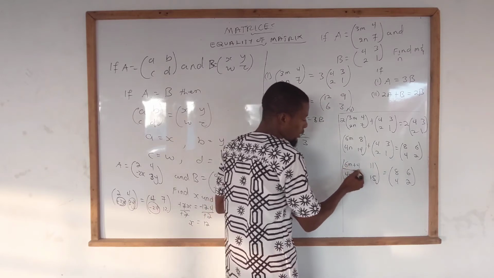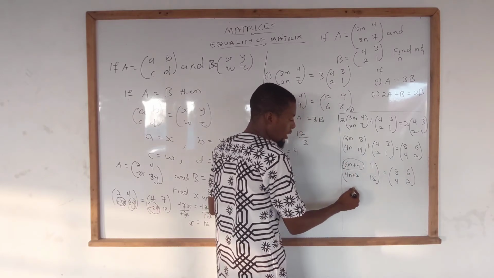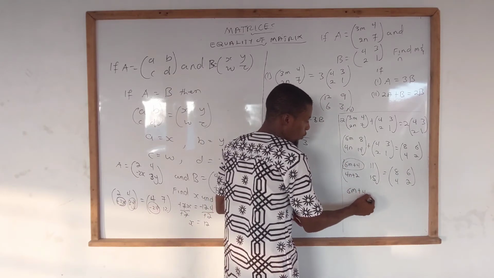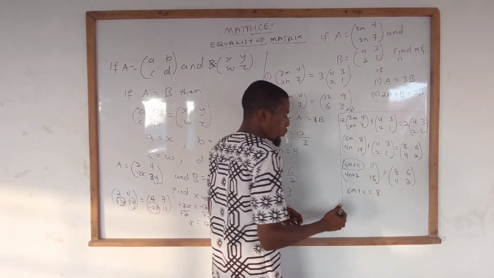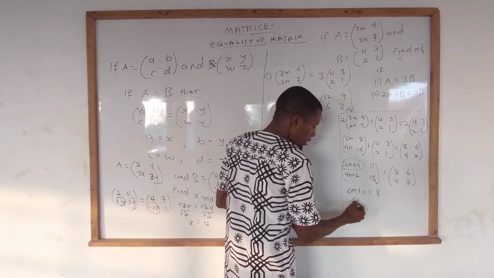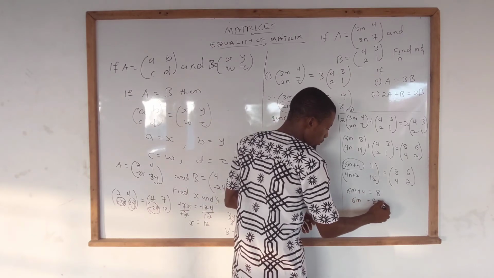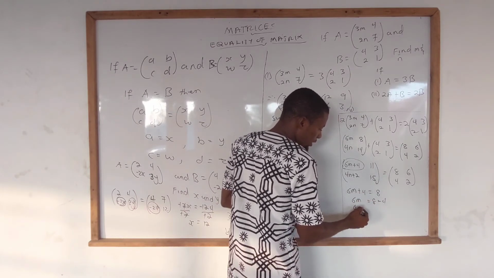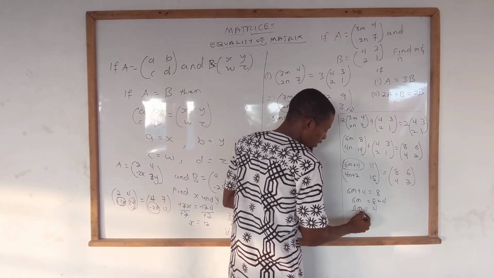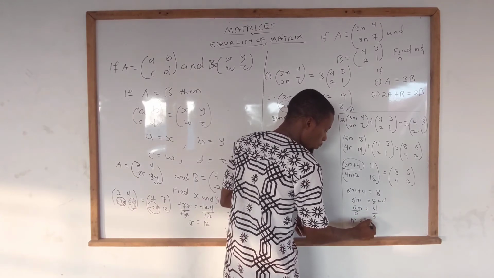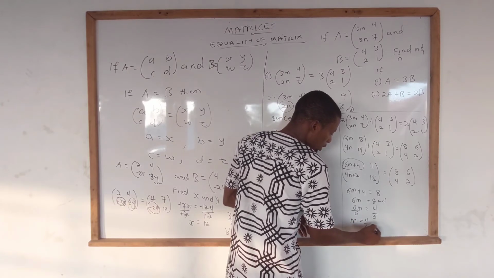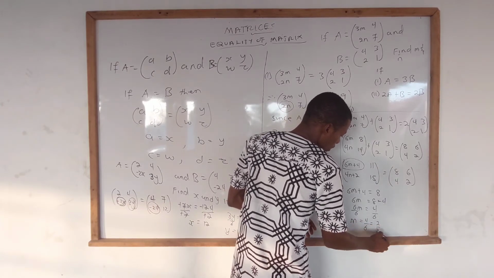Now that I've finished simplifying them, they said I should find the value of M and N. Since this is where my M is located, I can say 6M plus 4 is going to give me what? 8. Okay? So it means that here my 6M is going to give me 8 minus 4. So my 6M is going to give me what? 4. If I divide here by 6 and divide here by 6, my M is going to give me what? 4 on 6, which is equivalent to 2 on 3.